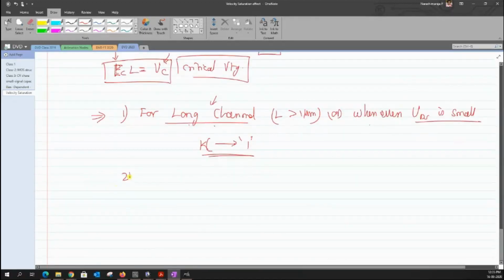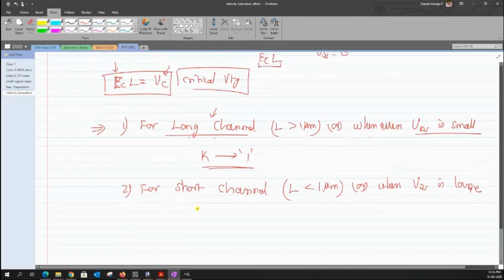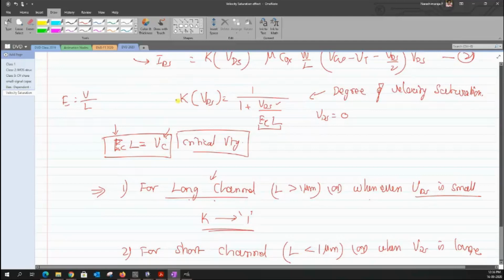Clear? But what happens on the other hand, whenever we deal with a shorter channel, that is for length less than 1 micrometer, or when the value of VDS is large? Under these conditions, what value would this kappa take then? Will it be higher than 1, or less than 1? You want me to show the expression of kappa? Kappa is expressed something like this. Less than 1.